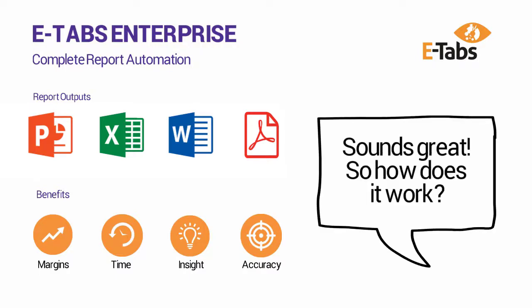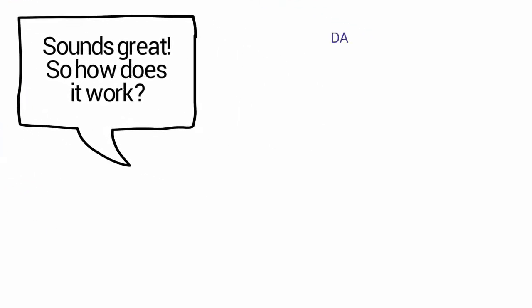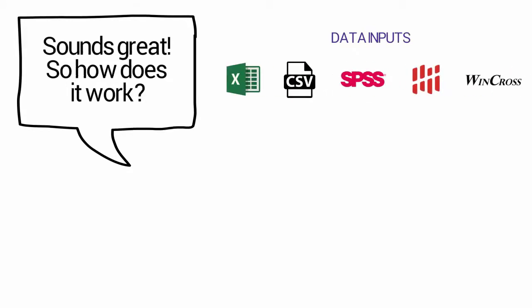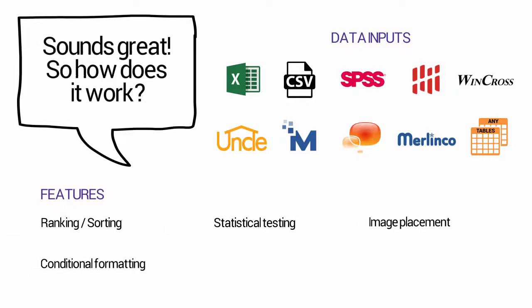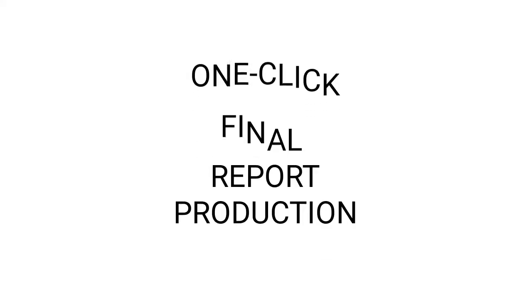So how does Enterprise work? From a single or multiple data sources from any cross-tab platform, Enterprise can populate and format your report, client-ready, at the click of a button, including completing any ranking and sorting, statistical testing, image placement, conditional formatting, calculations, and so much more. Basically, anything you can do manually, Enterprise can automate. That's why we call it one-click final report production.